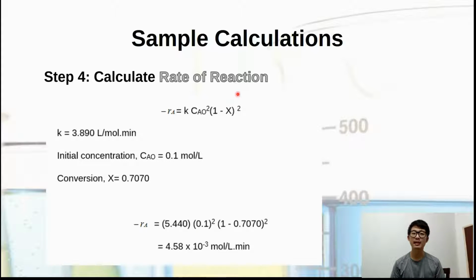Since it is a second order reaction, we use the formula negative Ra equal to K Ca0 squared times (1 minus x) squared. By plugging in the values of K, Ca0 and x, we get negative Ra equal to 4.58 times 10 to the power of negative 3 mole per liter per minute.